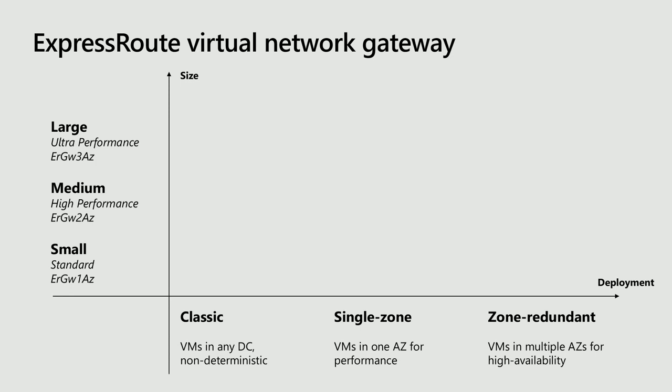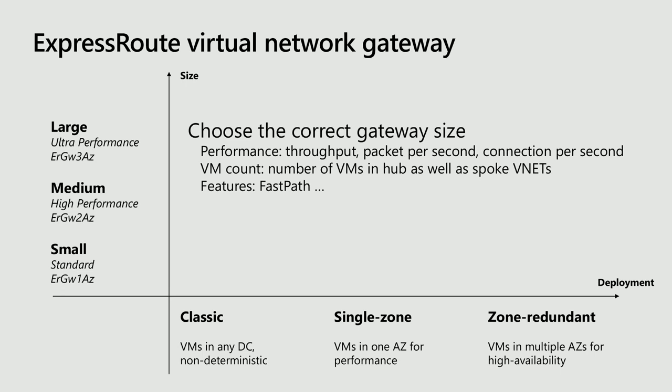Now, to choose the right gateway size, there are a few things you should consider. Performance for sure. You choose the one to meet your throughput, connections per second, and all these requirements. We publish these numbers on our website, and you can look at our document, look at the table, pick the right size. What we have not talked a lot about is the number of VMs in the virtual networks behind the gateway.